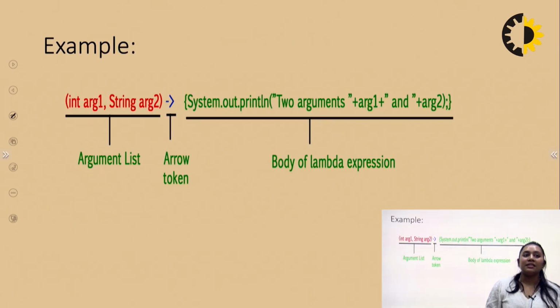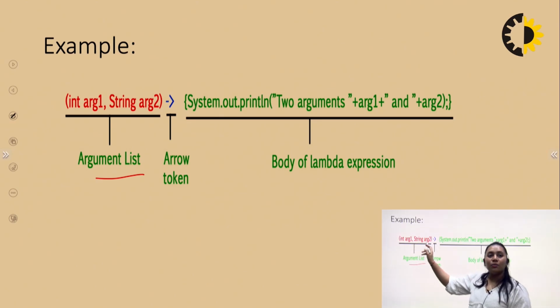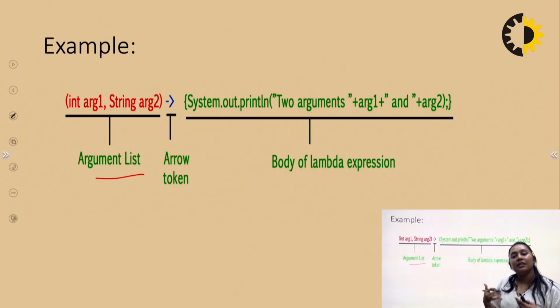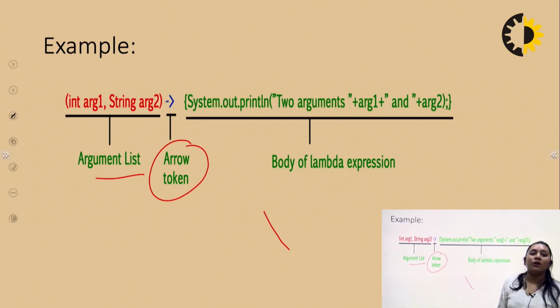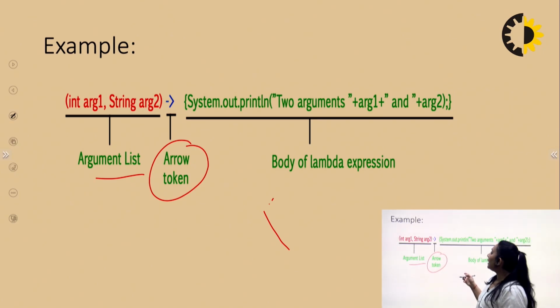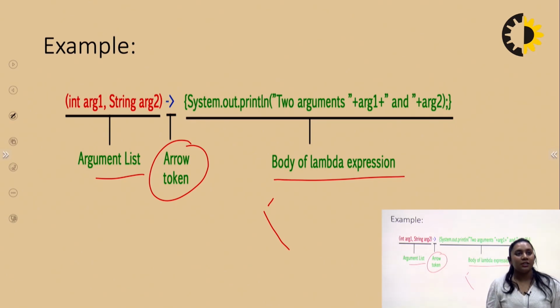Now here is the example. This is the argument list: argument one, argument two. Either it can be written with an int argument or with a string argument. This arrow is used for the conversion. Next we have System.out.println, which is the body of the lambda expression that needs to execute.